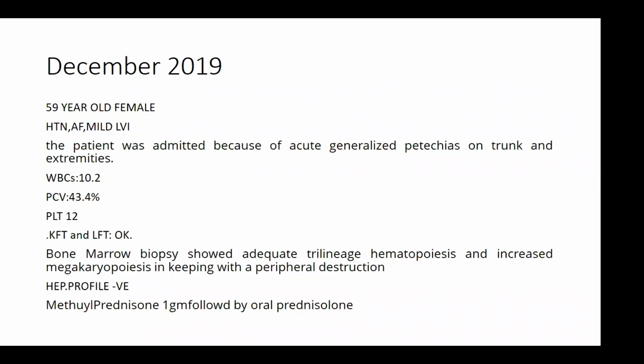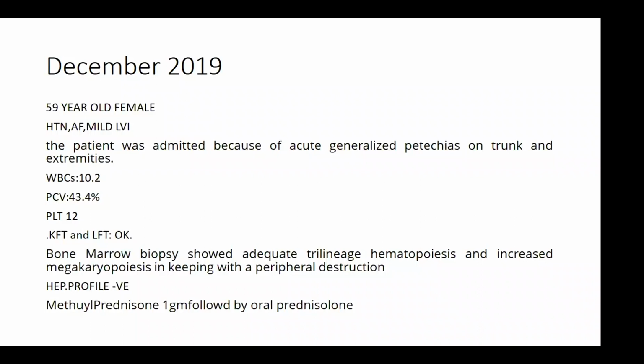In December 2019, a 59-year-old female patient, a known case of hypertension, atrial fibrillation, and mild LV impairment, presented and was admitted to hospital because of an acute generalized petechial rash on her trunk and extremities. Her CBC was normal except for thrombocytopenia, and the rest was normal, but the autoimmune profile was negative. The bone marrow aspirate and biopsy showed increased megakaryocytes in keeping with peripheral destruction.